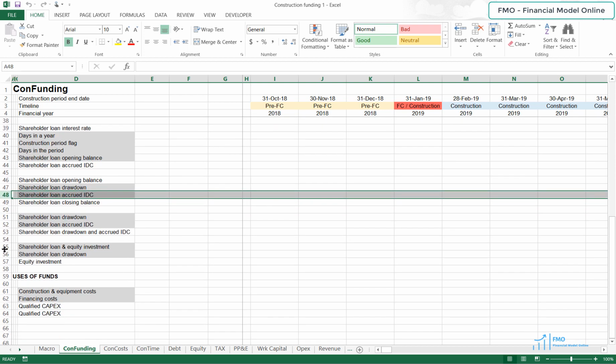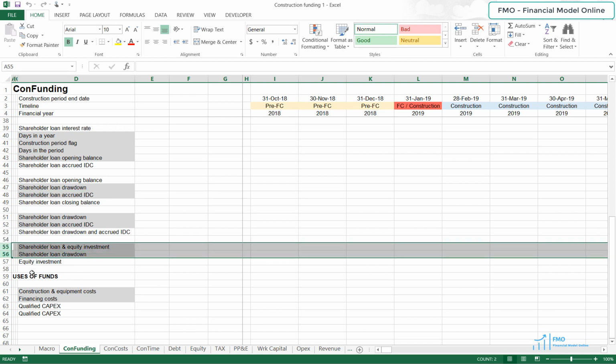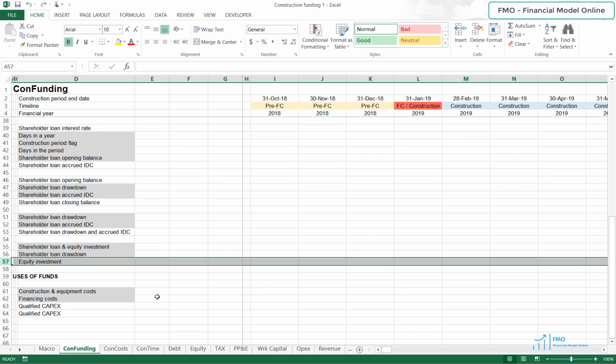Once we have determined the shareholder loan cash drawdown, we can then work out the equity investment, which will be recorded as paid in capital on the balance sheet. So, this has been an overview of what we are trying to accomplish when we will model the sources and uses of funds in the next two lessons.